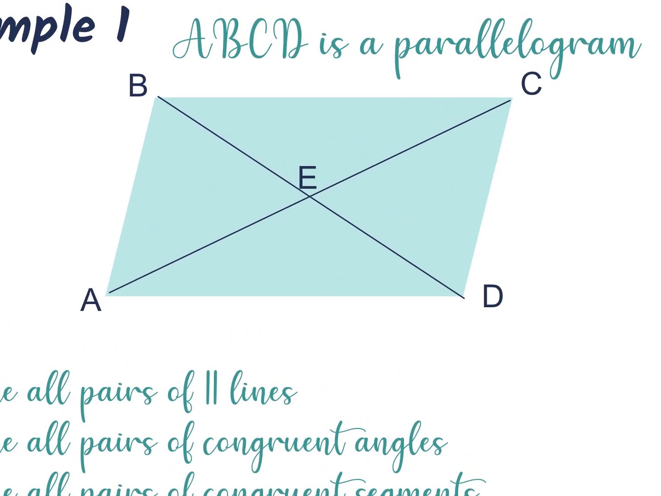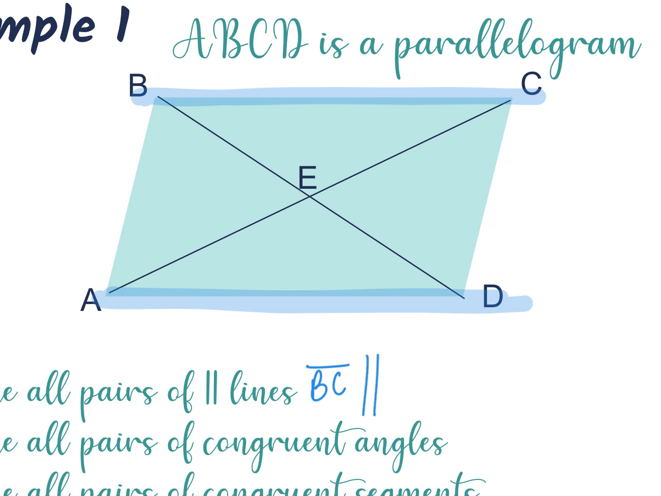So looking at this, who can give me one pair of parallel lines? BC, AD. Good. That's a pair. BC is parallel to AD. So I'm going to write it using my symbols: BC is parallel to AD. And then I have one more. AB, DC. Good. AB is parallel to DC. Those are easy.